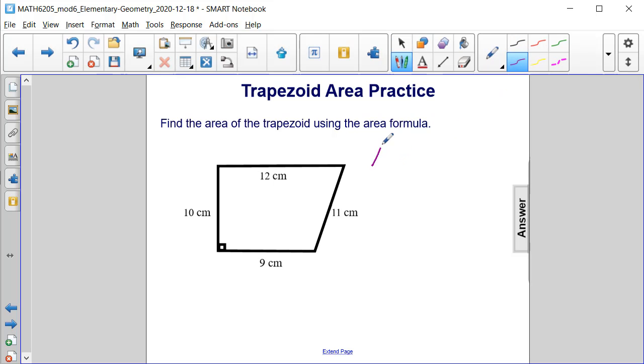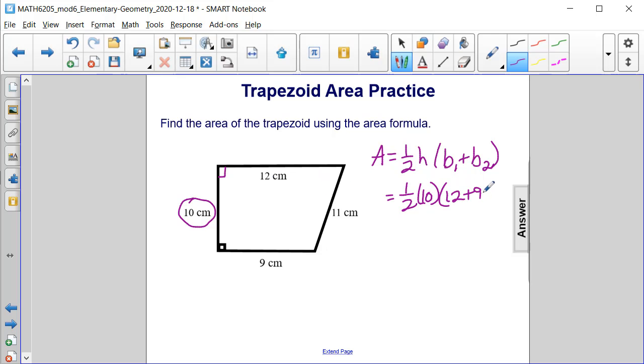Find the area of the trapezoid using the area formula. Well, now we know that the area formula for a trapezoid is 1/2 times the height times the sum of the bases. We can apply this formula to calculate the area of this one. So in this problem, our height is 10 centimeters. How do we know? It's perpendicular to our bases, and both bases are parallel, so it's perpendicular to both of them. So the 10 is our height, so we have 1/2 times 10, and then we add up our two bases, which are 12 plus 9.